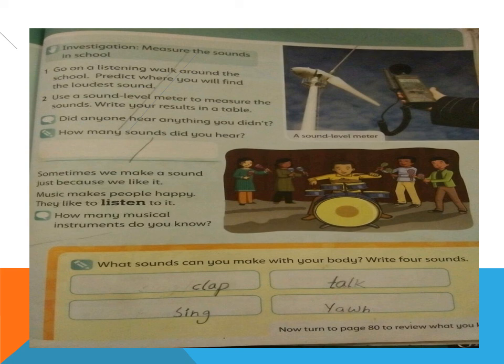And at number four, I have written yawn. Y-A-W-N. When we are very sleepy, we used to yawn. Yes, I'm yawning right now. Who else is yawning right now? Okay, so at the end we are writing yawn. Y-A-W-N, yawn. Write the four sounds.